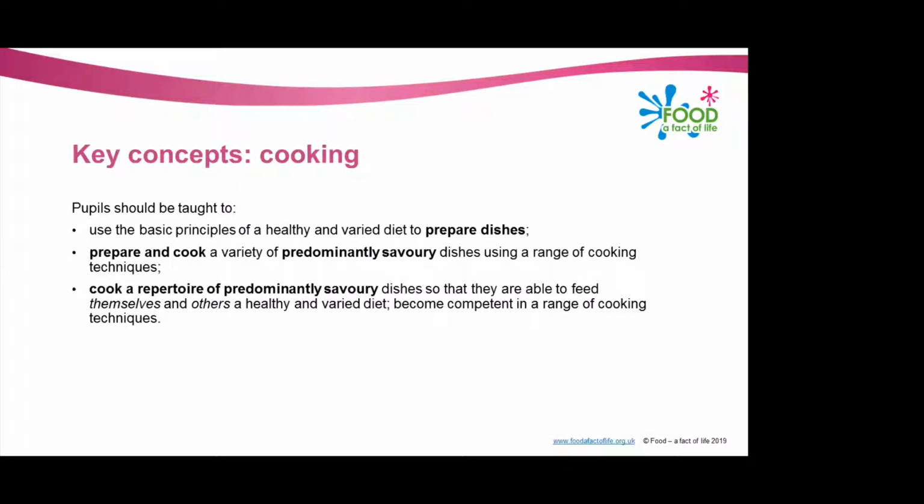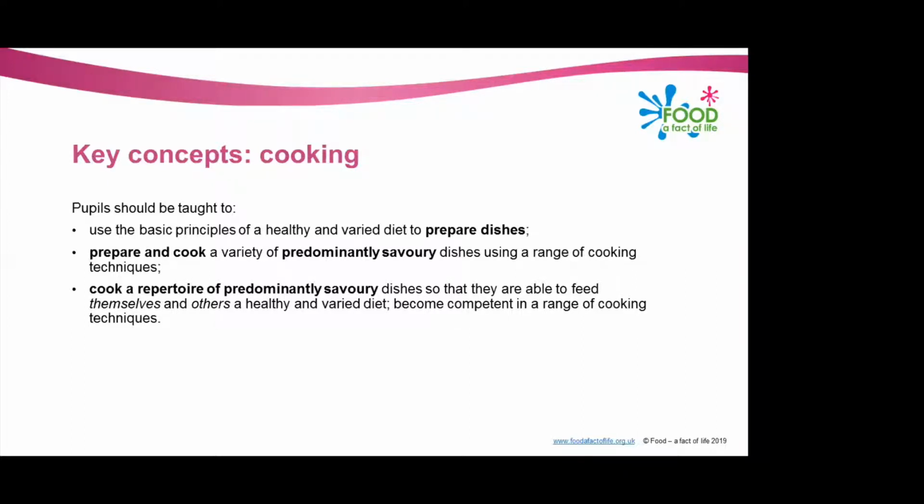And then lastly, let's have a look at cooking. So again, we've got key stage 1, 2, and 3. And you can see here in the national curriculum, it is about, again, preparing dishes, but those dishes being predominantly savoury. I think you'd have to make a judgment call about what you think is predominantly savoury. That's an interesting one. I mean, fruit salad isn't, but I would suggest it's actually made. Also, we've got a repertoire of predominantly savoury. And then we've also got some other clues about feeding themselves and others, and about a range of cooking techniques too.